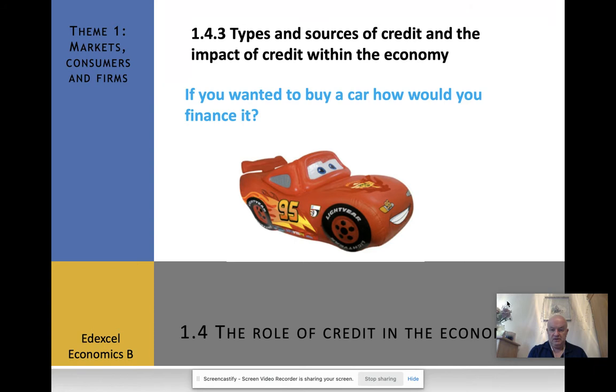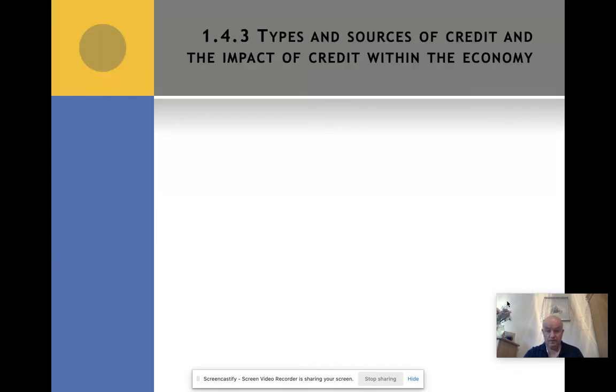So clearly, if it's an asset that you want to buy, but you can't afford to buy it outright, then you might need to finance it in some shape or form. And we're going to look at the ways in which businesses might choose to finance themselves, but also to a degree how we might choose to finance any of our activities too. So we're going to look at types and sources of credit and the impact that credit has on an economy or within an economy.